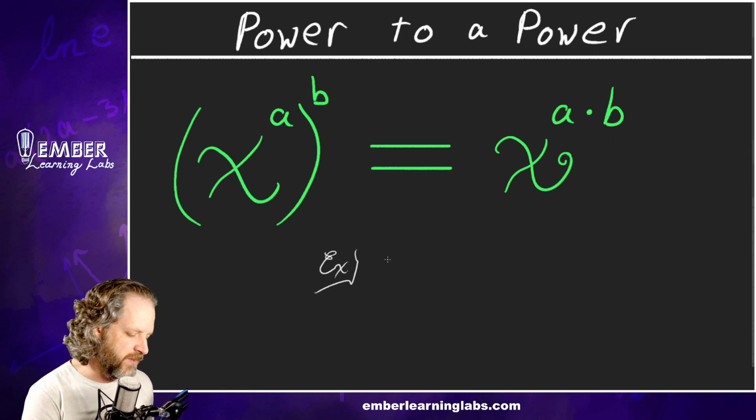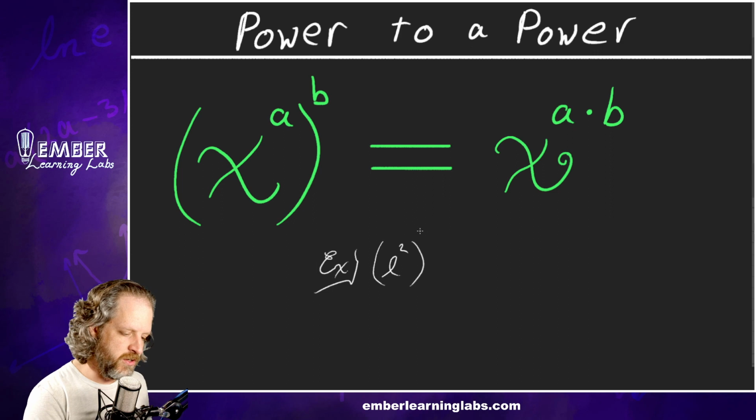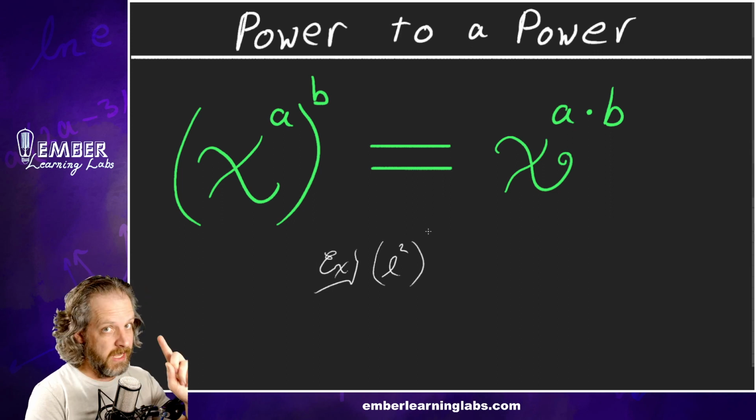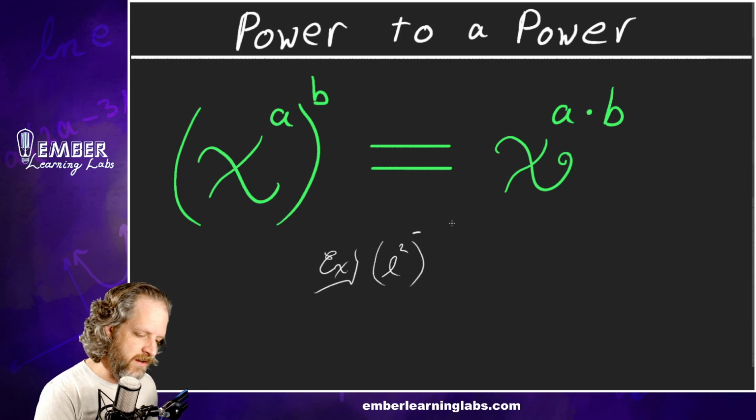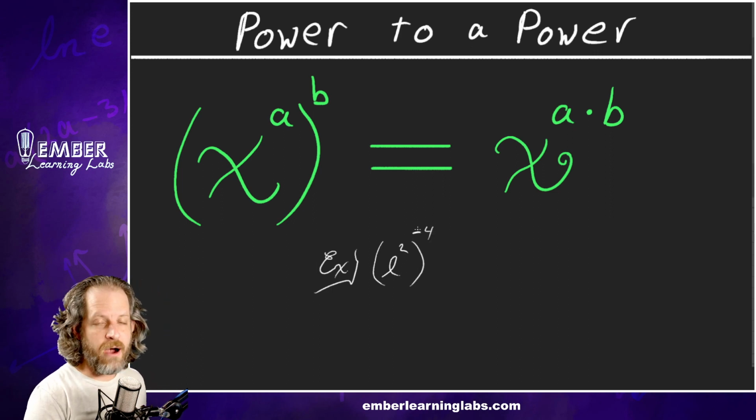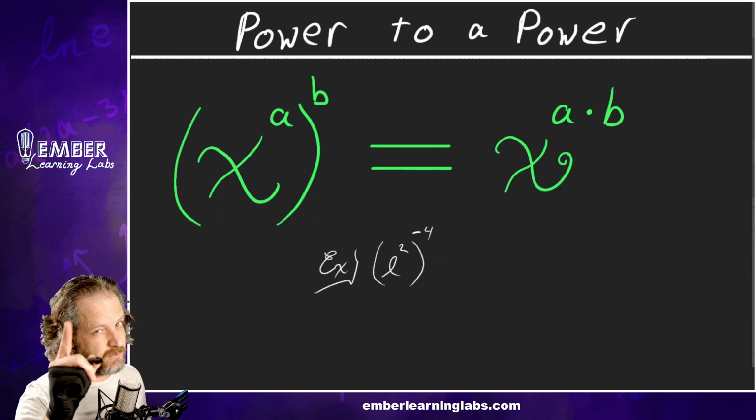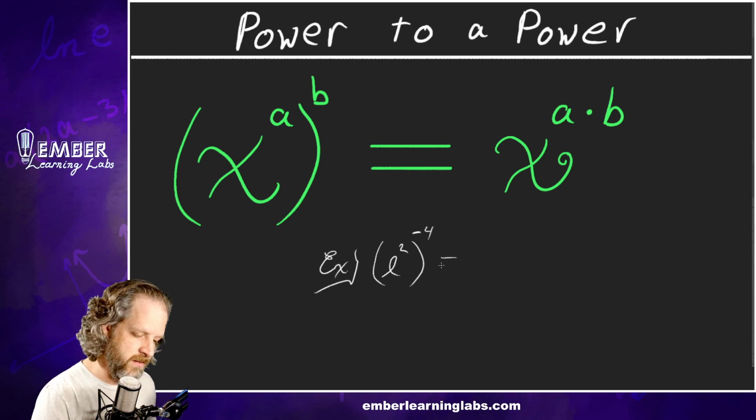So if we have something like L, we don't use L very much, length squared to the, let's layer in, we're kind of sneaking in some layers, to the negative 4. Right? So we're going to deal with the power to the power first, and then we're going to deal with the negative in a minute.